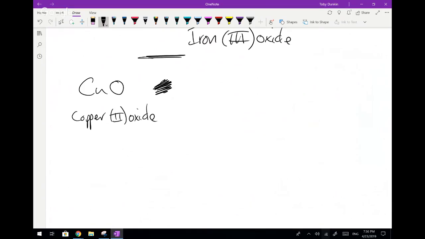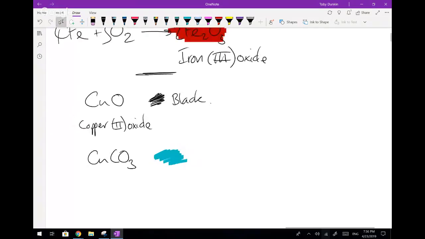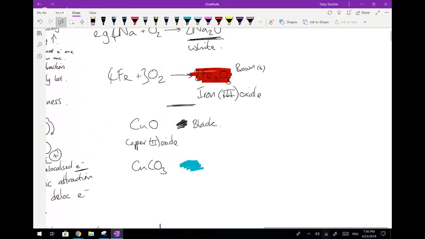Now, it is black. That is colored, because if it wasn't colored, it would be white. Another compound of copper is copper carbonate, copper 2 carbonate, and that, of course, is turquoise. That's blue-green for your exam. So lots of nice colors there. I'll come back to stability for carbonates as well.